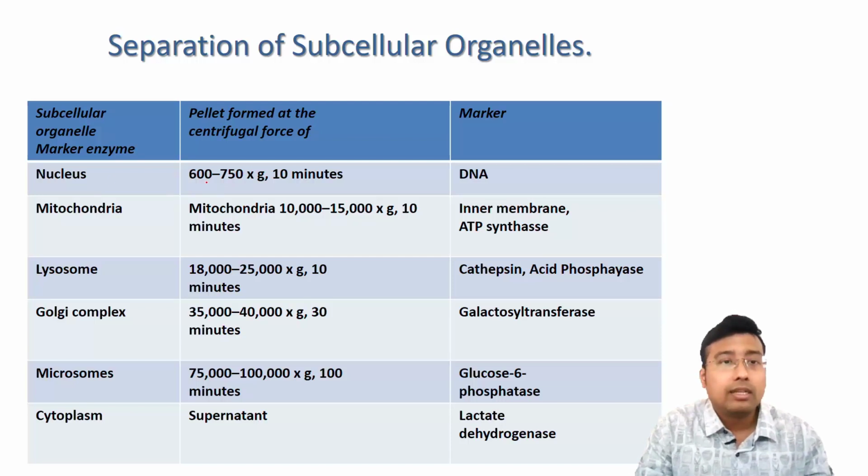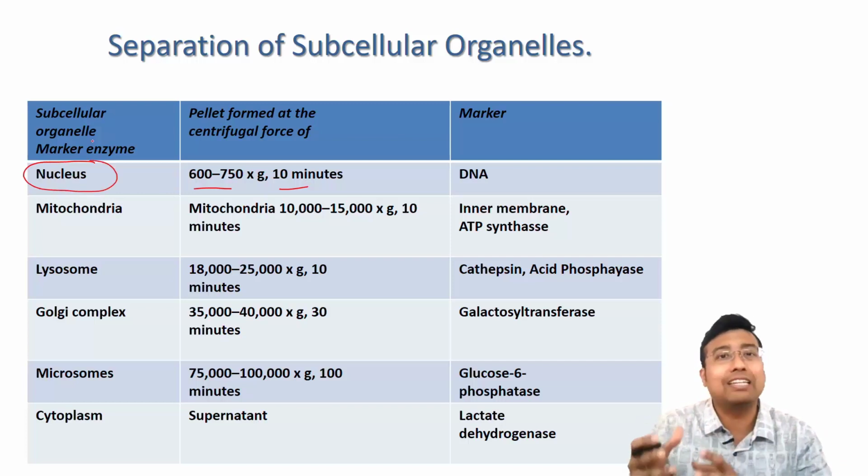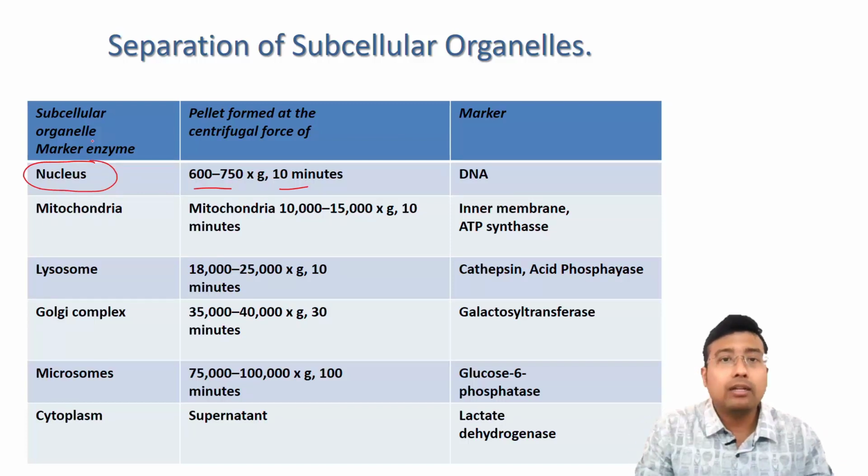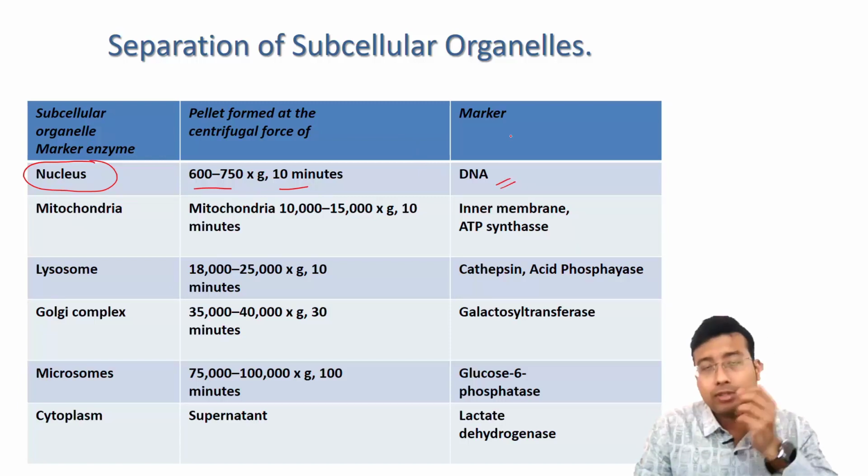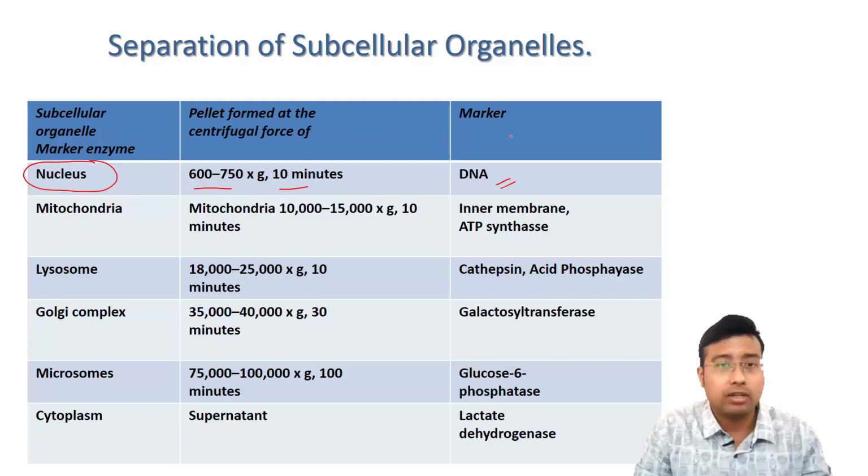So first, 600 to 750 g for 10 minutes will give you the nuclear pellet, that is the nucleus. It is the heaviest and it will get sedimented first. The marker of the nucleus is DNA. If we can detect DNA in the pellet, we are sure, confirmed, that it is a nuclear pellet and the sediment is nucleus. Next comes mitochondria.